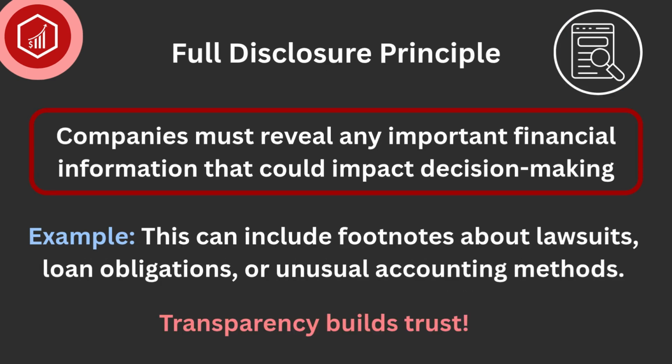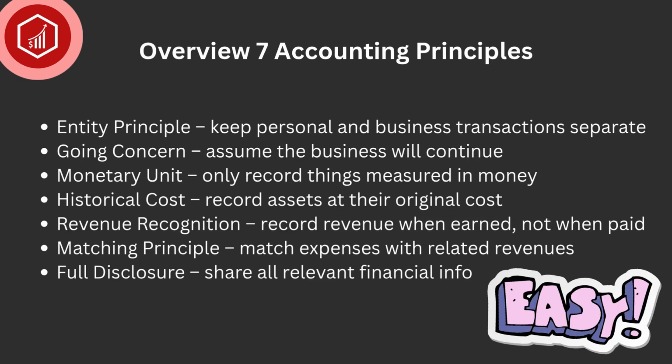Last but not least, the full disclosure principle. This principle requires companies to disclose all important information that affects a reader's understanding of the financial statements. This can include footnotes about lawsuits, loan obligations, or unusual accounting methods. Transparency builds trust, and this principle makes sure companies can't hide important details.